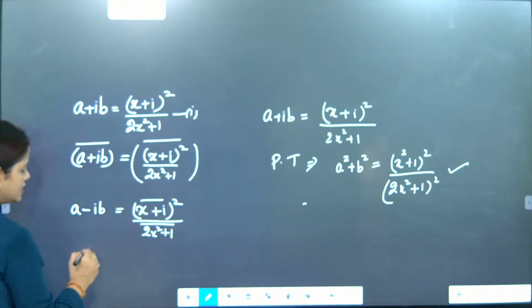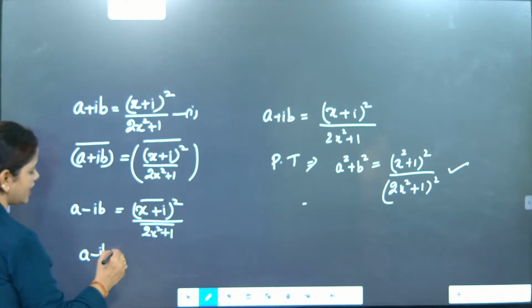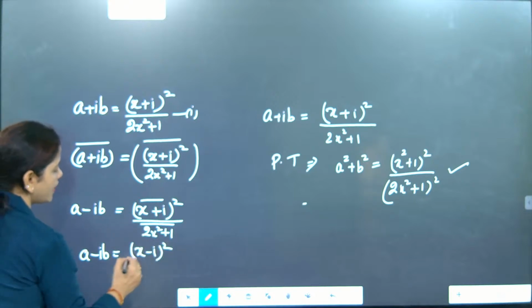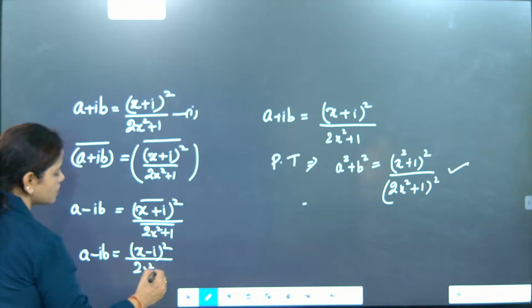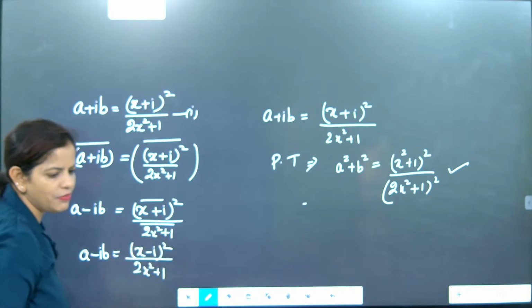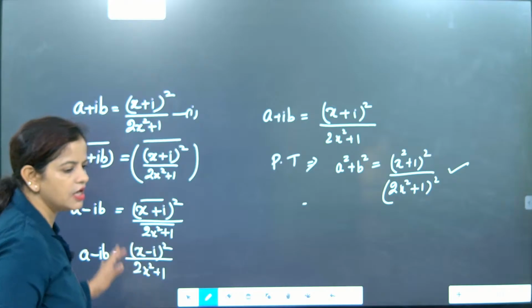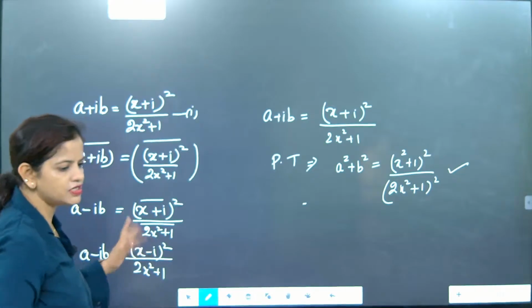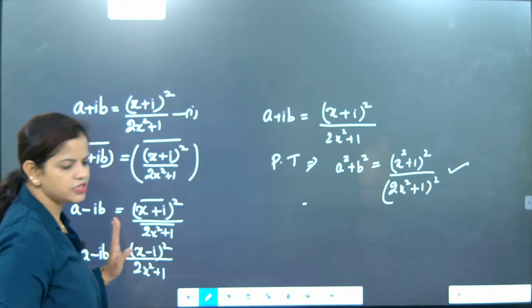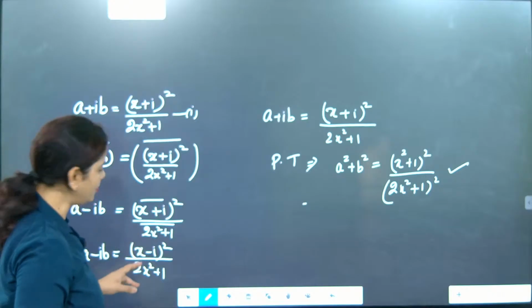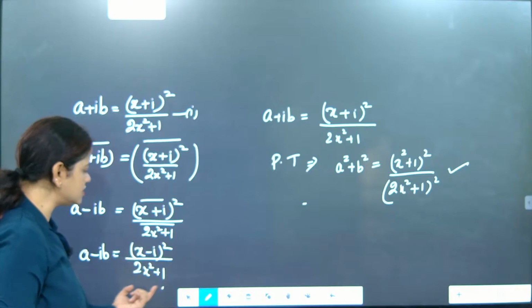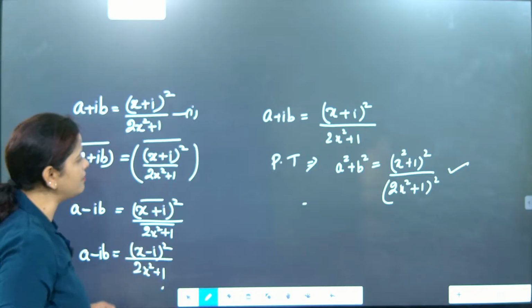Once you have applied this, it will become a minus ib is equal to x minus i whole square by 2x square plus 1, because only the real part is there, the imaginary part is not there. If you see cleverly, 2x square plus 1 conjugate means only the real section is there. There is no imaginary section. So there will be no minus here, only plus will be there. It is only considered as the real part, not the imaginary part.